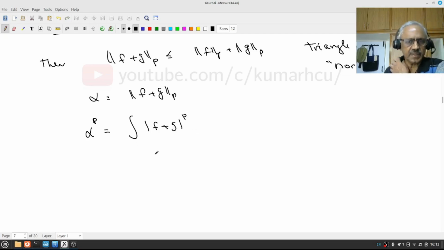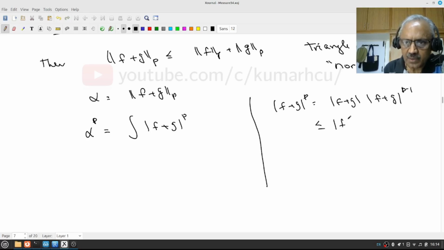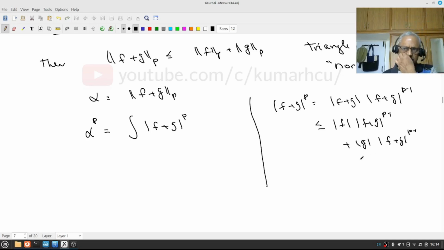Is that okay? The only thing you have to remember is that mod f plus g to the power p, you write it as mod f plus g into mod f plus g to the power p minus 1, and this is less than or equal to mod f into mod f plus g to the power p minus 1 plus mod g into mod f plus g to the power p minus 1. Do you understand this?